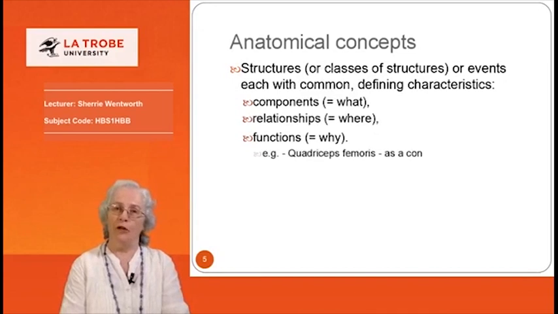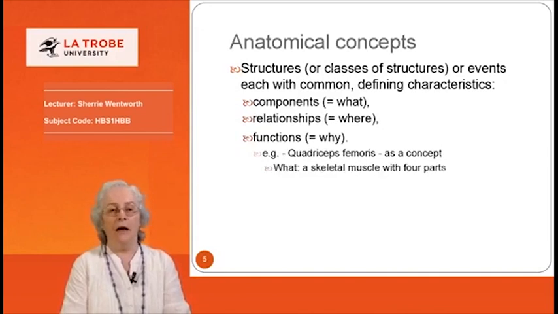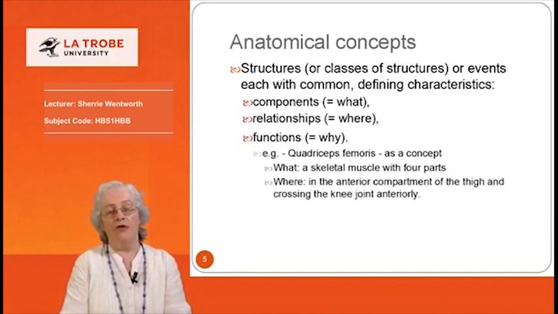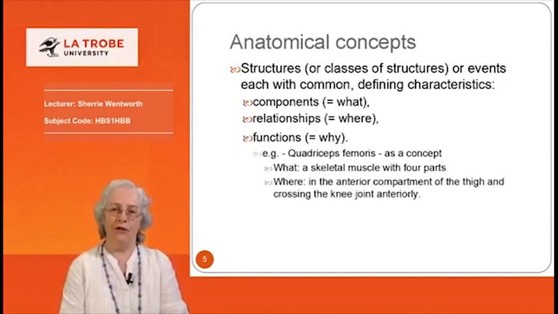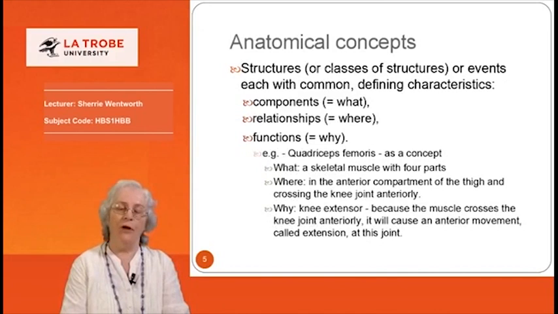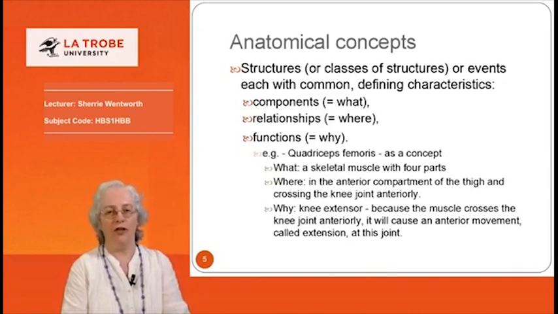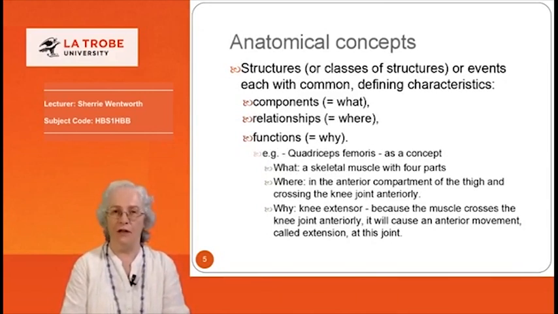If I go back and look at quadriceps as a concept, thinking about what, where, why, I have the idea that it's a skeletal muscle. It has 4 parts. It's found in the front of the thigh, the anterior of the thigh, and it crosses the knee joint anteriorly. Therefore, its function, why it's there, is that it will cause the knee joint to move anteriorly, in the movement called extension. So this gives you much more information than a simple name, quadriceps. You now have an idea of where it is, why it's there. You can start to get a visualization of it, a picture if you like.